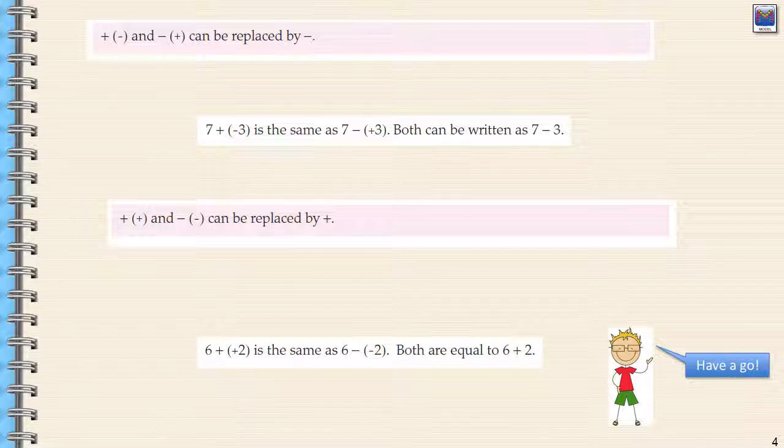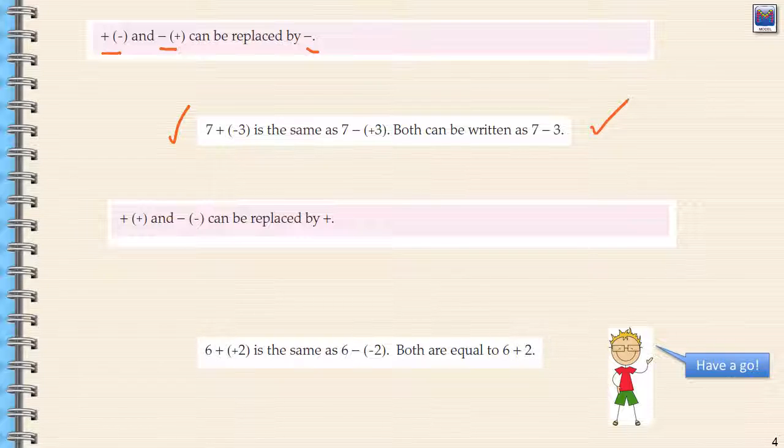When we have plus a negative and minus a positive, we can replace it by a negative. So for example, in our little statement here, 7 plus a negative 3 is the same as 7 minus positive 3. And both of them can be pretty well written as 7 minus 3.